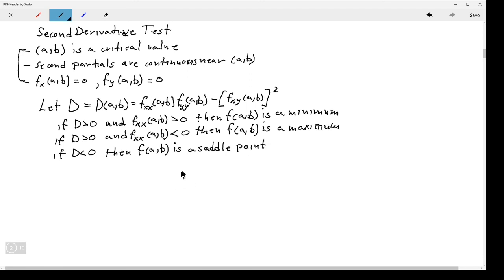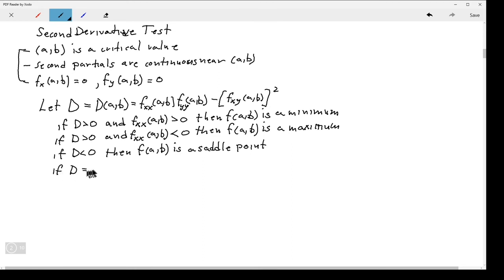All right, so if the discriminant is positive, then depending on the sign of the first partials with respect to x, we get either a minimum or a maximum. If fxx is positive, we have a minimum. If fxx is negative, we have a maximum. If D is less than 0, we have a saddle point regardless of everything else. And I'm leaving out one unfortunate consequence here, which is what happens if D is 0.